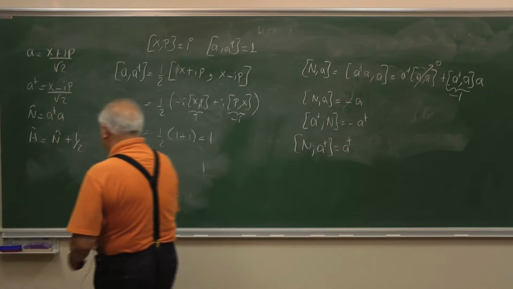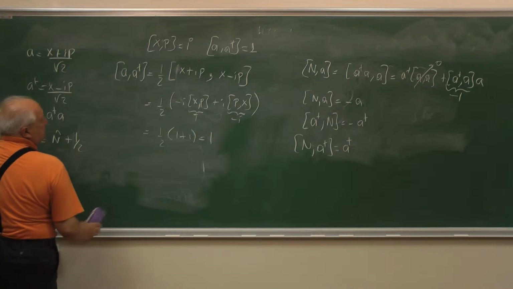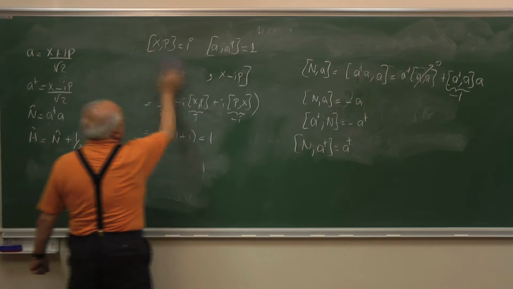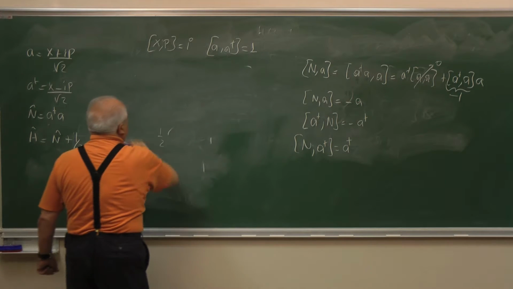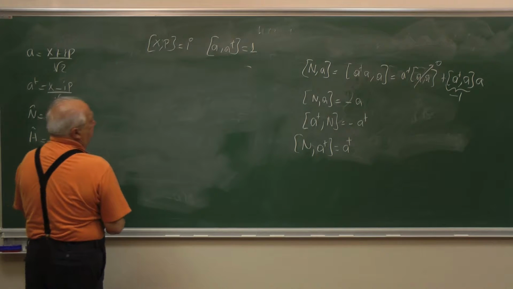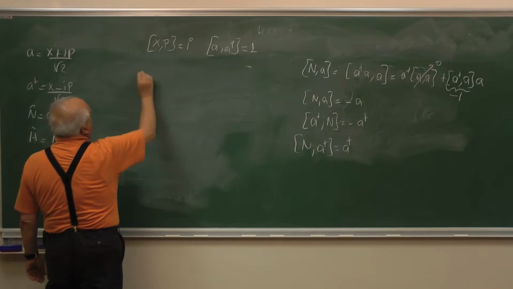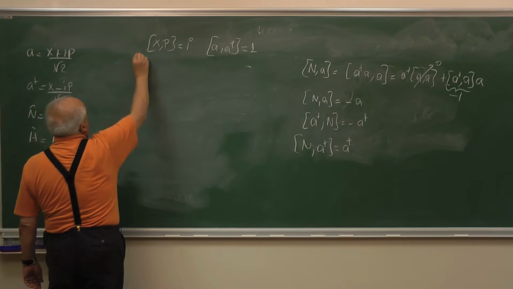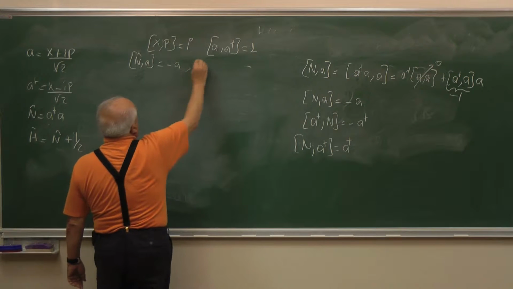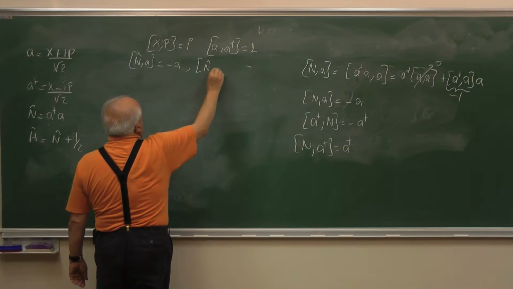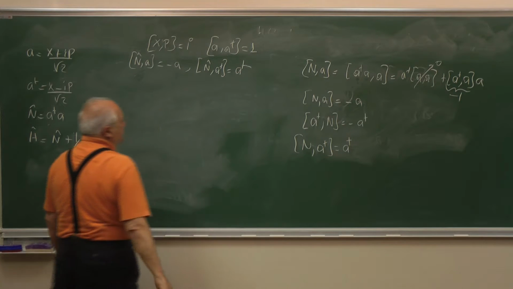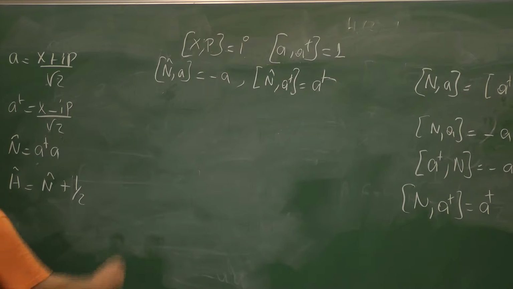So let me just write these commutation relations here as a list. [n, a] is equal to -a, and [n, a†] is equal to a†. All right.